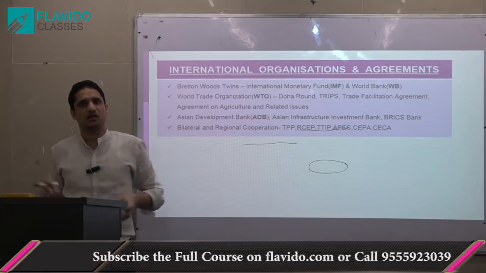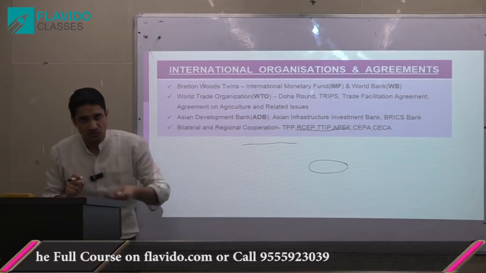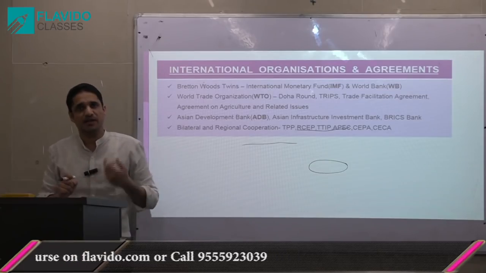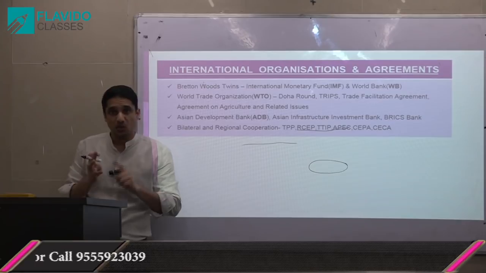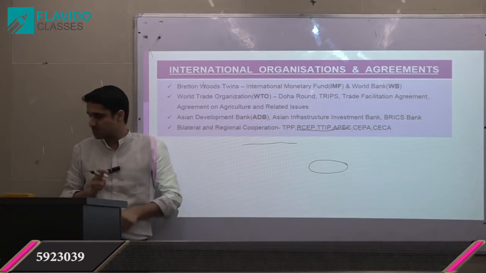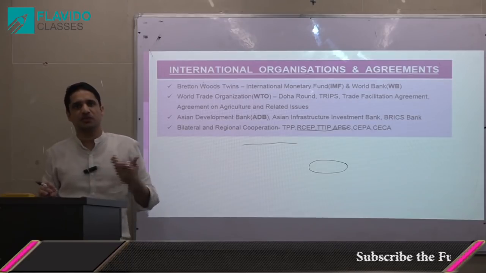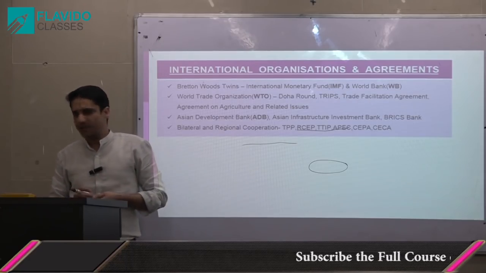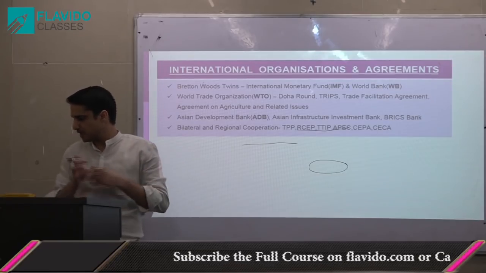We are going to cover international organizations like the IMF, the World Bank, then the WTO and the issues related to the WTO. For example, we have the Agreement on Agriculture, the Peace Clause, the Trade Facilitation Agreement, the Doha Round, TRIPS, and TEPS plus. Then we are going to cover some other financial institutions. For example, the Asian Development Bank, the Asian Infrastructure Investment Bank, the BRICS Bank, etc.